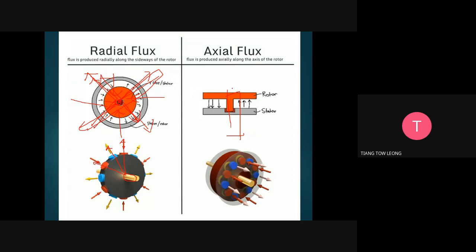Then you see this one is a shaft. The shaft is here also, but the flux is going in the shaft direction. It does not go through like this. So this is radial, going to the center point. This one follows the shaft direction, and we call it axial.